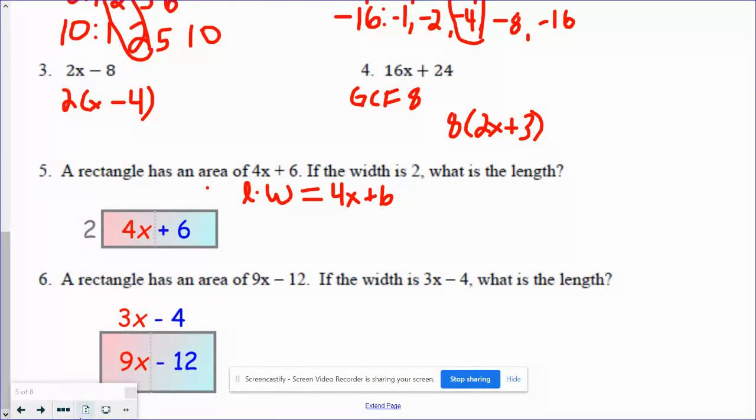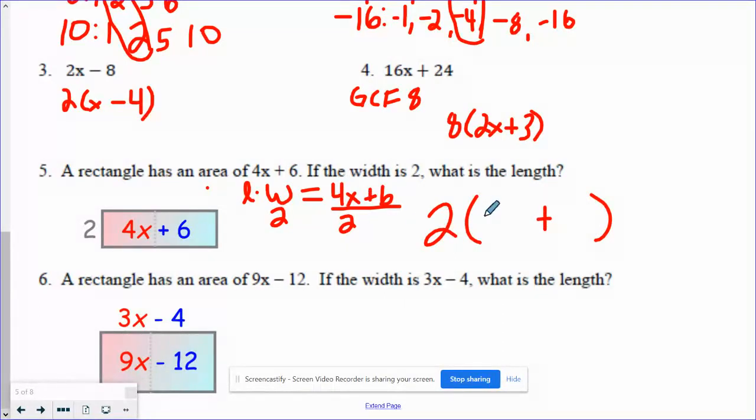With this 2 right there, it is telling us what we're factoring out. We need to factor out a 2 because my width is a 2. So I need to divide both of these by a 2. That is basically what you're doing, except it's set up differently. So when we rewrite this, we're going to put it this way and fill in our blanks.